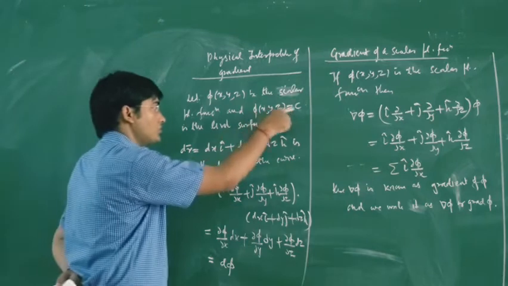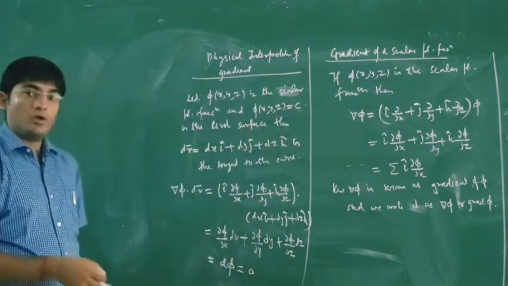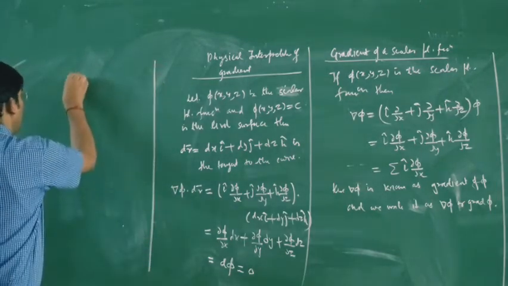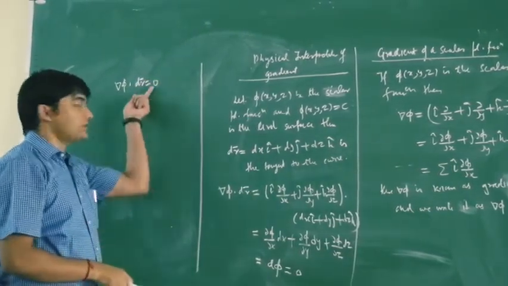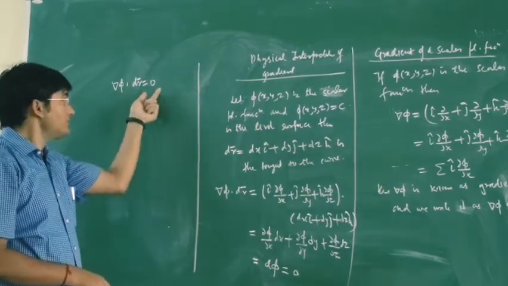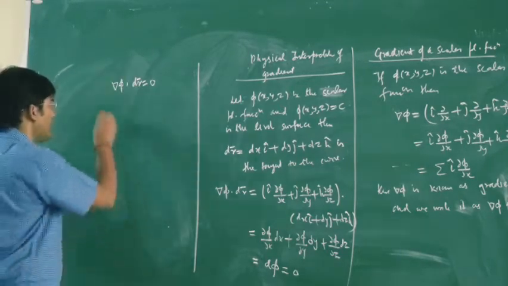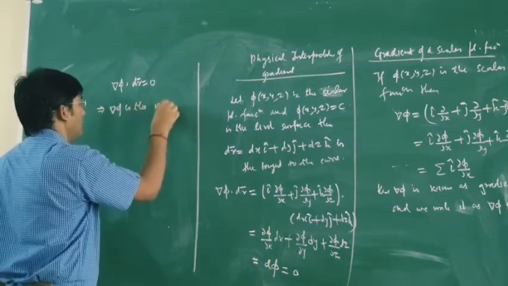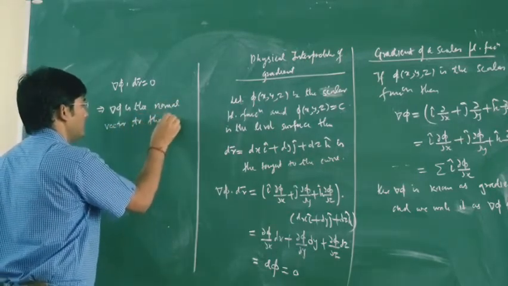Now your phi was constant, so d phi is equal to 0. So you can see that your grad phi dot dr equal to 0. Now this dr is your tangential vector, and the product of these two is 0. So that means this grad phi is normal to the surface. So from here, grad phi is the normal vector to the surface.